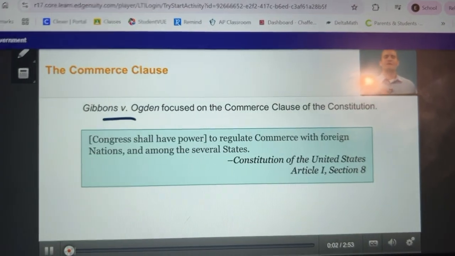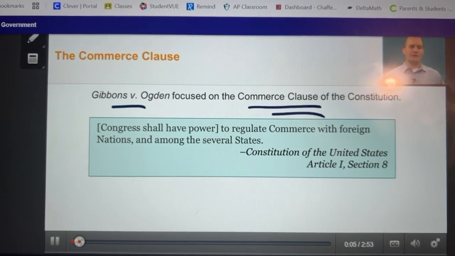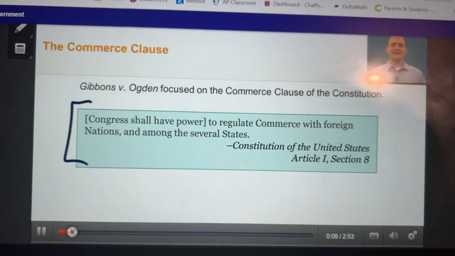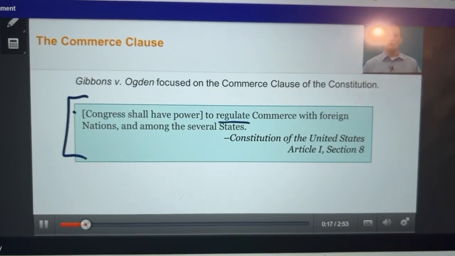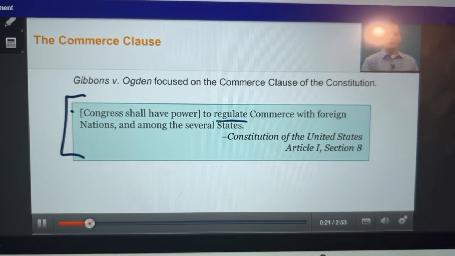Gibbons versus Ogden focused on the Commerce Clause of the United States Constitution. Well, we can't talk about the Commerce Clause without first checking out exactly what it says. Let's look at it together. It says, Congress shall have power to regulate or control commerce with foreign nations and among the several states.